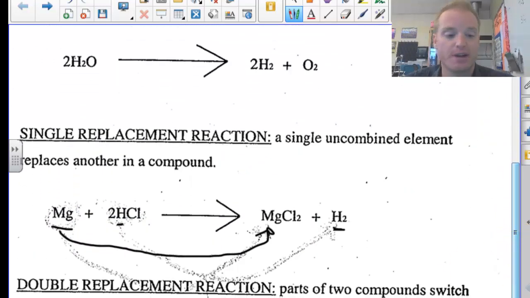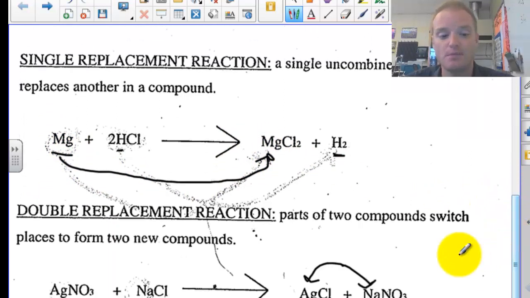In a single replacement reaction, that one free element bumps out the other in a compound. And then in a double replacement reaction, we have two elements swapping places in two different compounds. So we have two new compounds.